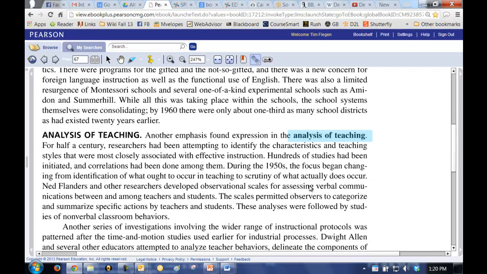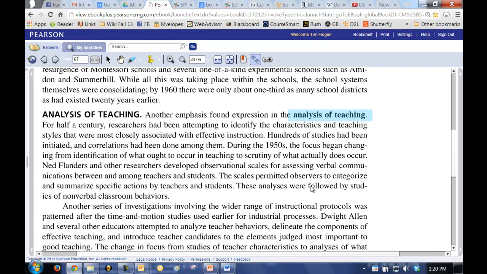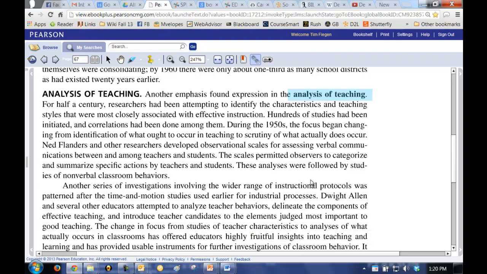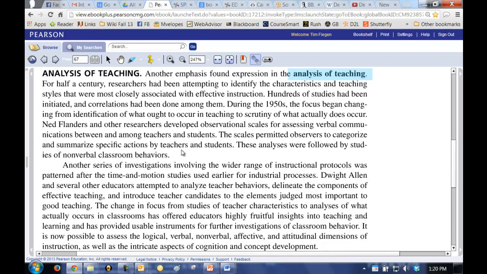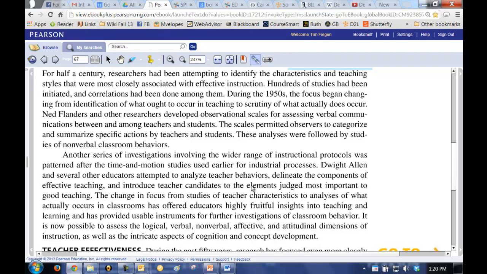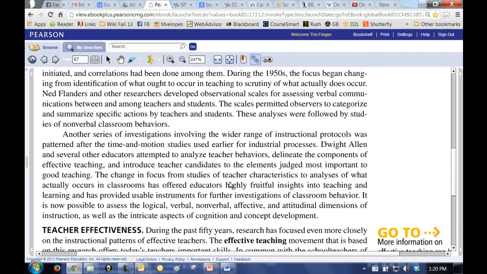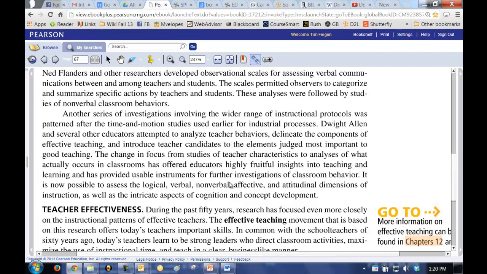Research had been attempted to identify characteristics of teaching styles closely associated with effective instruction. Hundreds of studies were done. In the 50s, the focus began on what ought to occur in teaching. Ned Flanders, it sounds like a made-up name. Ned Flanders and other researchers developed observational scales for assessing verbal communications between teachers and students. The scale observes categories that summarize actions between the teachers and students.